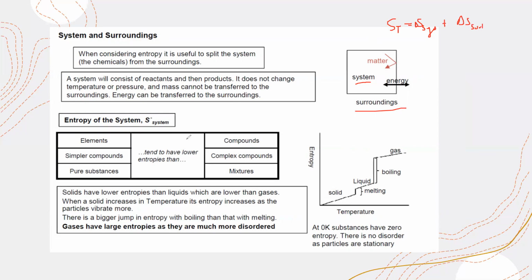For example, when we are comparing the entropy of a system, elements tend to have lower entropy compared to compounds. The entropy of a simple compound is lower than a complex compound. The entropy of a pure substance is lower than the entropy of a mixture.